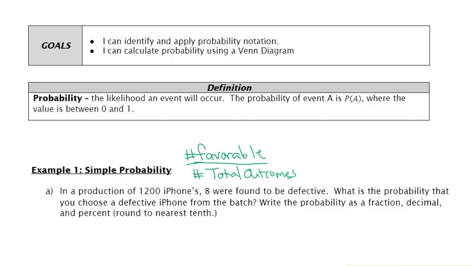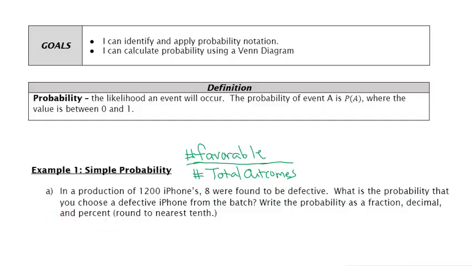Probability is sometimes written as a fraction. We're also going to see it written as a decimal and sometimes as a percent. So for example, in example 1, it says in a production of 1,200 iPhones, 8 were found to be defective. What is the probability that you choose a defective iPhone from the batch? And if you notice, the question says write the probability, you can either write it as a fraction, a decimal, or as a percent.